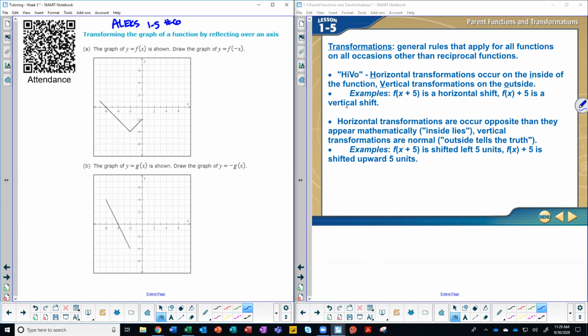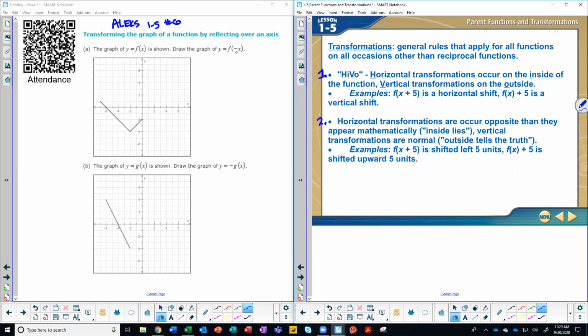And so I have our rules over here. This is rule number 1, that horizontal is inside, vertical is outside. And rule number 2 is that horizontal or inside lies, and the vertical, meaning the outside, tells the truth. So when you look at this graph, it says, draw the graph of y equals f of negative x.